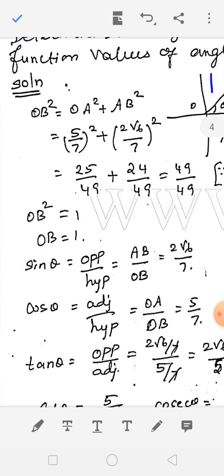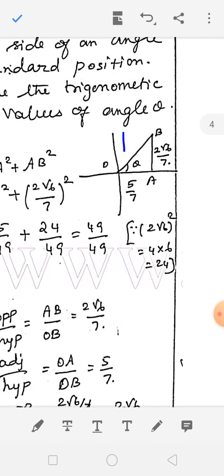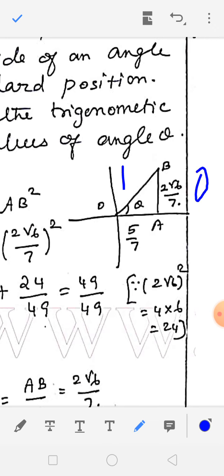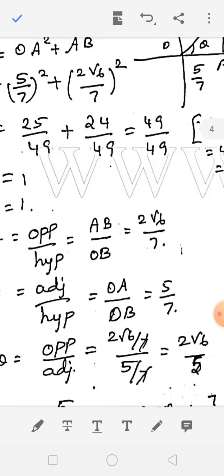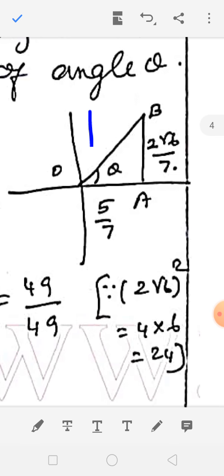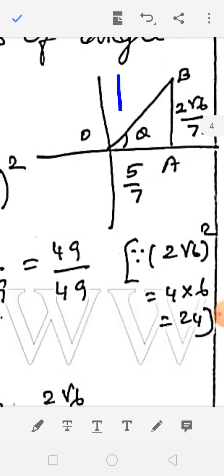Cos theta is equal to adjacent by hypotenuse. So now look at the diagram. This is opposite, this is hypotenuse, this is adjacent. So the adjacent side value is 5 by 7 divided by hypotenuse 1. So cos theta is 5 by 7. And then tan theta. Tan theta is equal to opposite by adjacent. Now look at that. Opposite value is 2 root 6 divided by 7, adjacent value is 5 by 7. So 2 root 6 divided by 7 divided by 5 by 7.